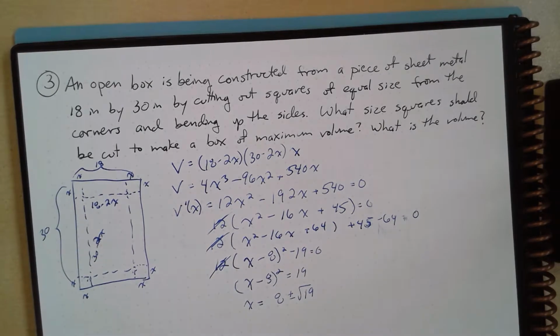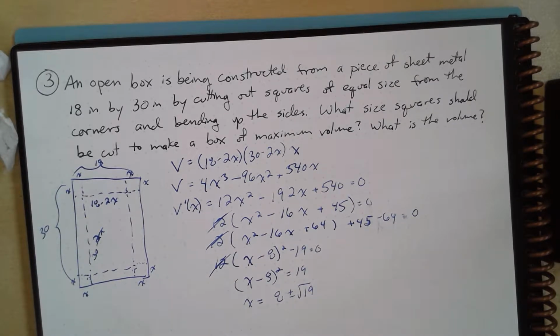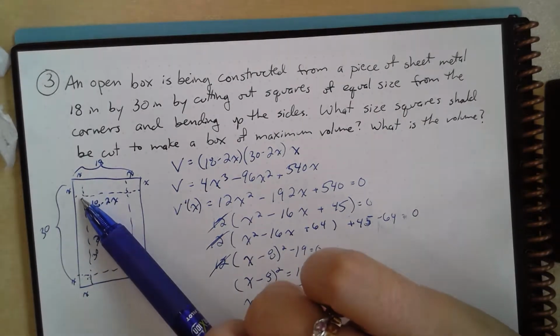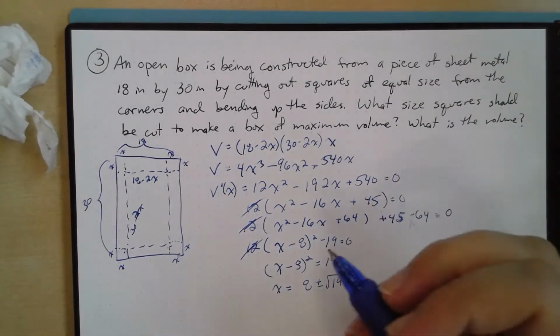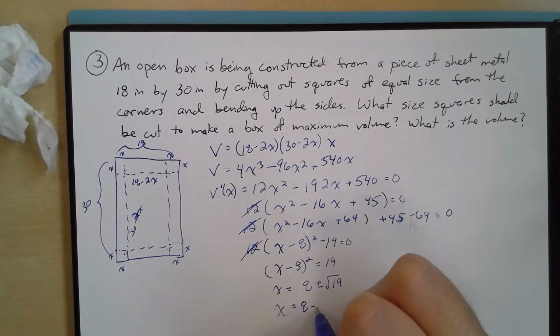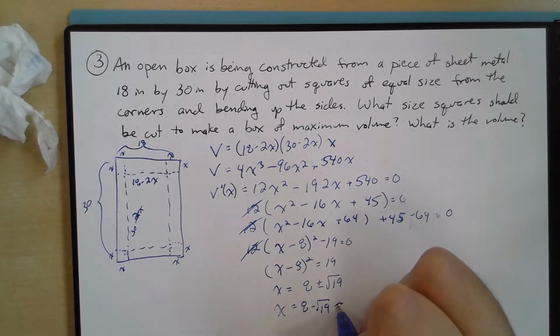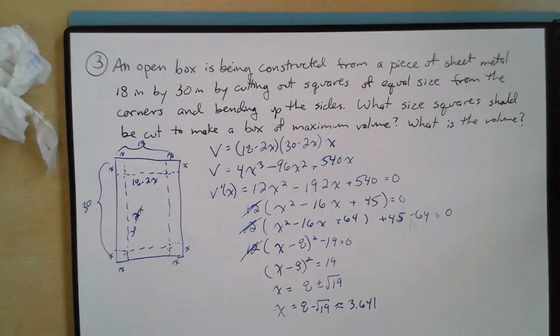Okay. But if I calculate that, 8 plus radical 19 is 12.35, and 8 minus radical 19 is 3.64. Well, if I had two 12.35s, this would be 24. I couldn't take that out. It's too big. So x has to actually be equal to 8 minus radical 19, which is about 3.641. Okay? So that's the length of the square.